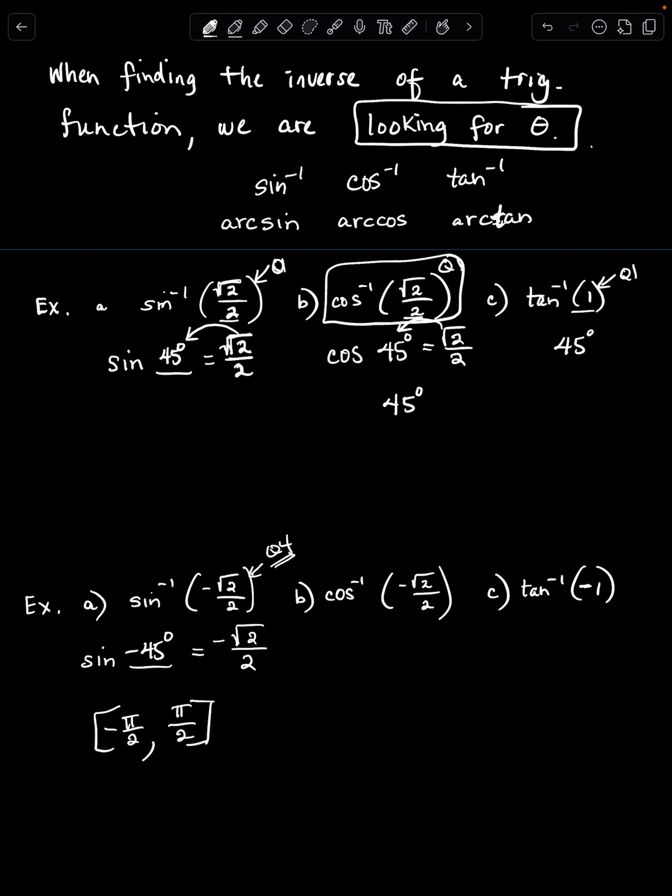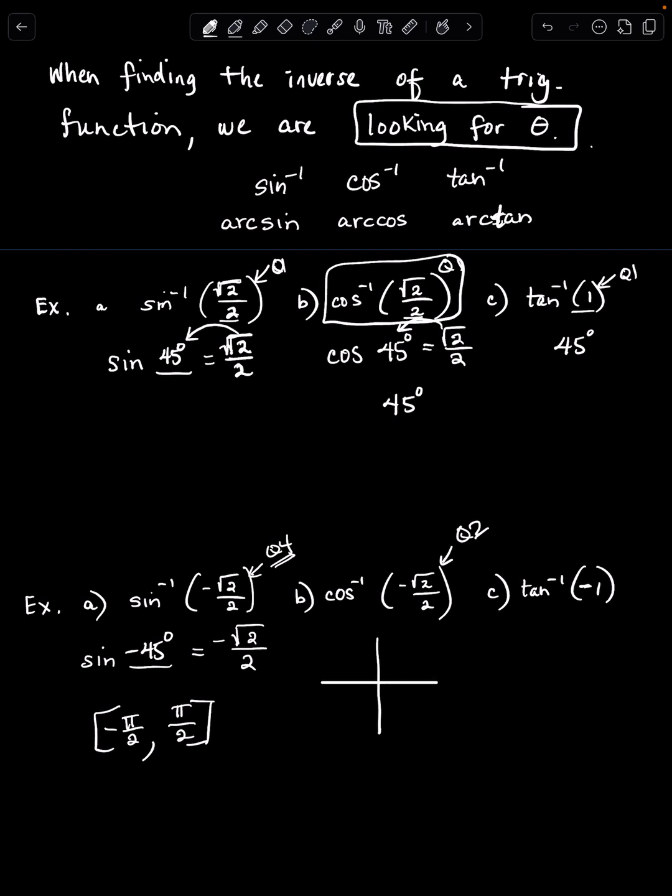Now cosine is going to be a little different because if you remember, our domain for cosine was restricted to quadrants 1 and 2 because my negative value had to come out of quadrant 2. Well, how am I going to figure out the angle from quadrant 2? If you remember, I'm going to look at this and say, okay, I need my angle to come out of quadrant 2.